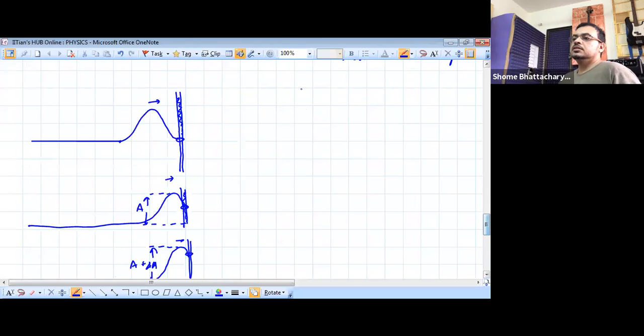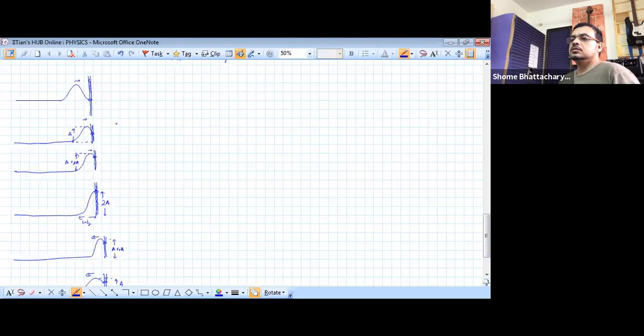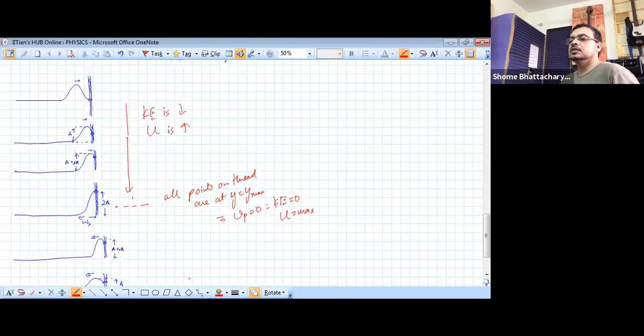So in this series of events, what is happening is as you're going from this state to this state, you can see that your kinetic energy is decreasing and your potential energy is increasing because the string is more and more bent. And when you reach this state in between, all points on the thread are at the maximum displacement. So particle velocity is 0. So kinetic energy is 0. Potential energy is maximum.